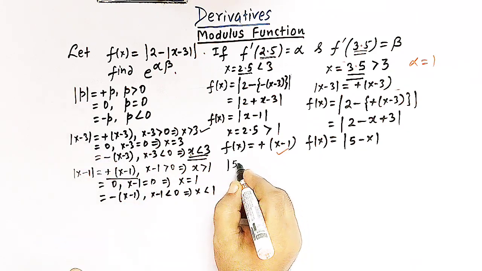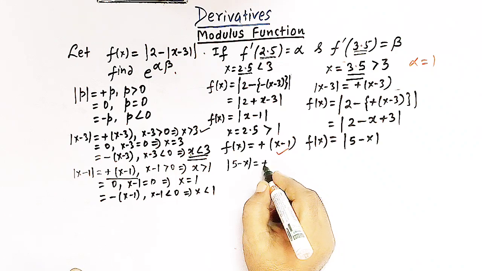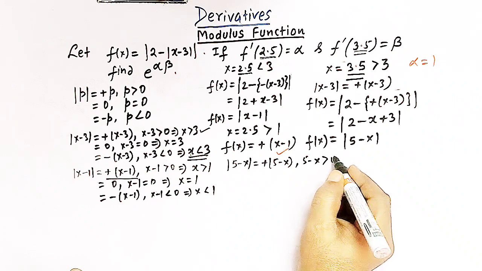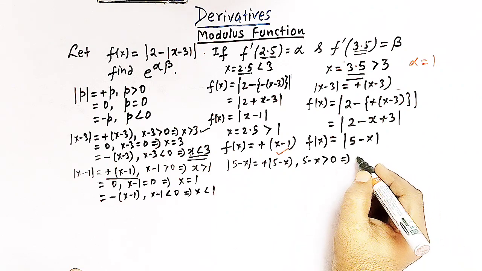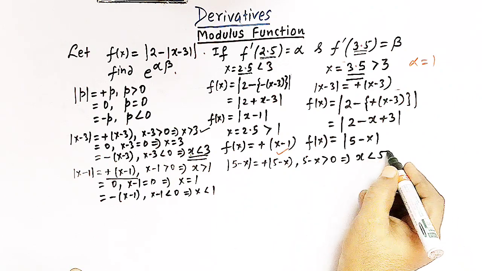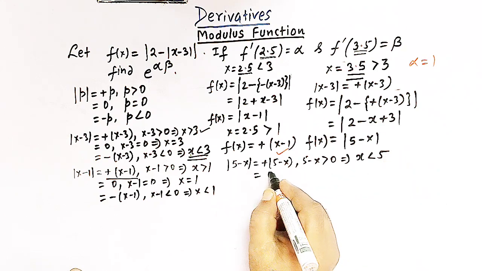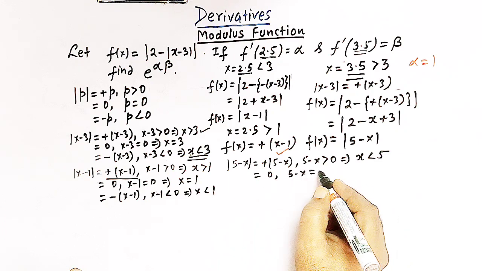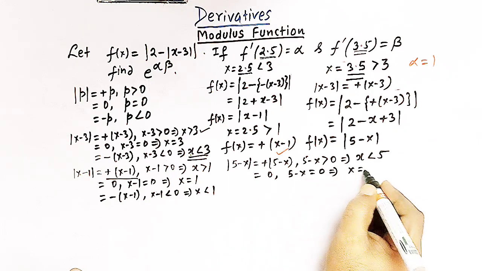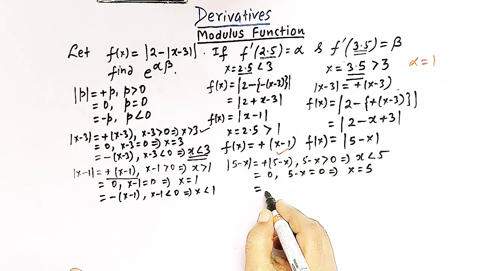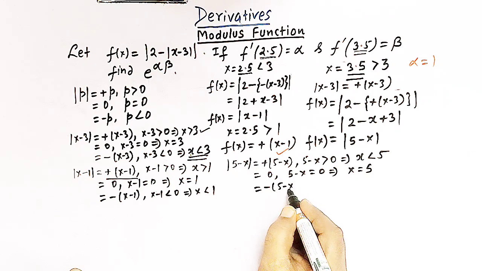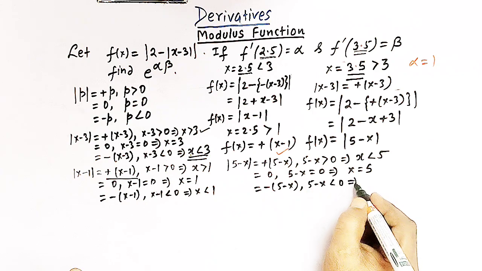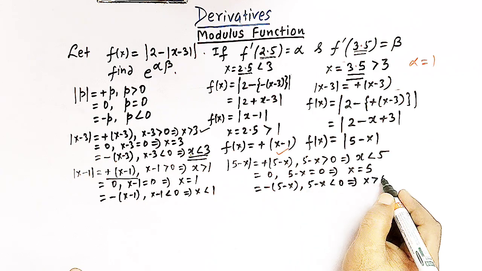Now see, mod of 5 minus x is equal to a positive 5 minus x whenever 5 minus x is greater than 0, and this implies that x is less than 5, and mod of 5 minus x is equal to 0 when 5 minus x is equal to 0, and this implies x is equal to 5, and mod of 5 minus x is negative of 5 minus x whenever 5 minus x is less than 0, and it implies x is greater than 5.